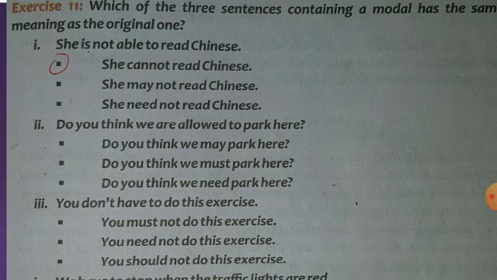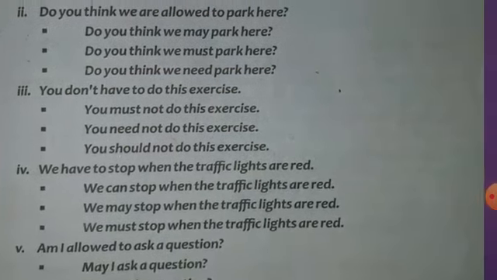Number 3, you don't have to do this exercise. Now here the options are: you must not do this exercise, you need not do this exercise, you should not do this exercise. They are asking, you don't have to do this exercise, which means emphasis. So whenever there is emphasis, we will use must. So you must not do this exercise.